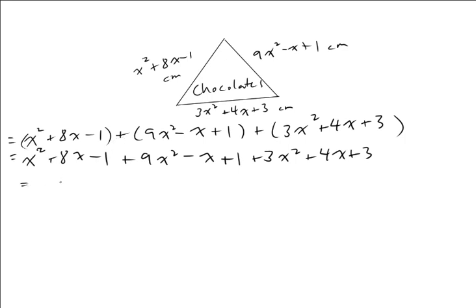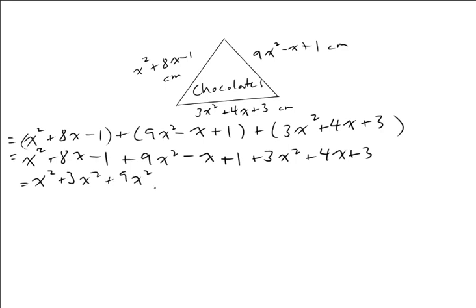Now, we have to collect like terms. We have to find and identify which terms are the same, or are of the same type. So, we have an x squared, right? And then where else do we see x squared? We see a 3x squared, so plus 3x squared right here. Then there's another one, 9x squared, right?